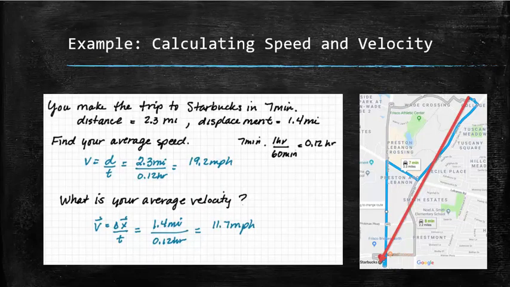So we'll look at the same problem that we did with our trip to Starbucks, and we're going to look at the difference between speed and velocity. So we're making the same trip, takes 7 minutes to get there. And your average speed is going to be the distance divided by the time, which is 19.2 miles per hour. And then the average velocity is the displacement divided by the time. So your average velocity is 11.7 miles per hour. And you can see that that's a much shorter length, took you the same amount of time as that very long distance length. So it makes sense that the velocity would be smaller than the speed.